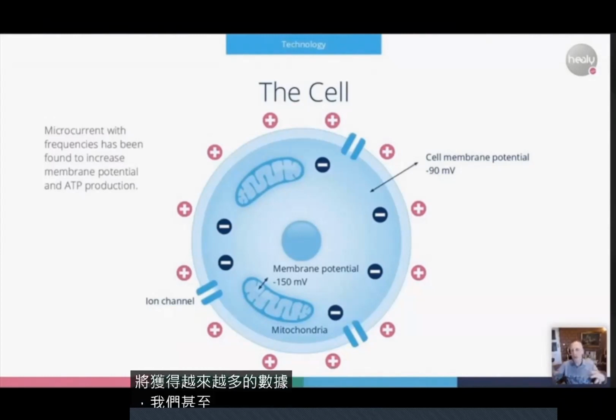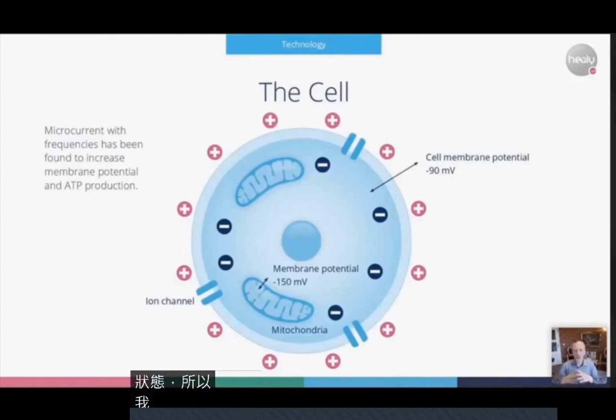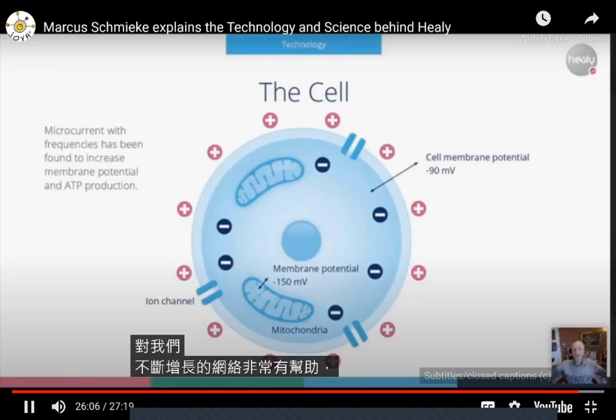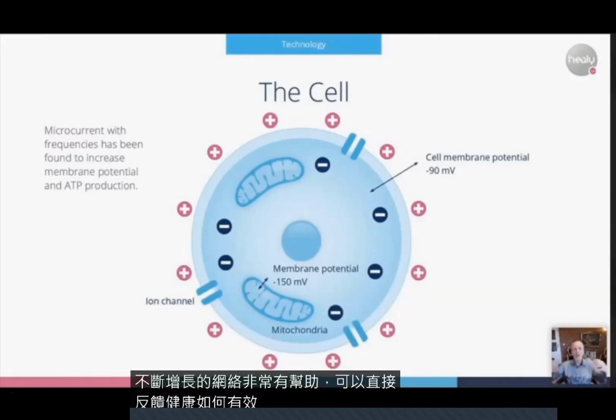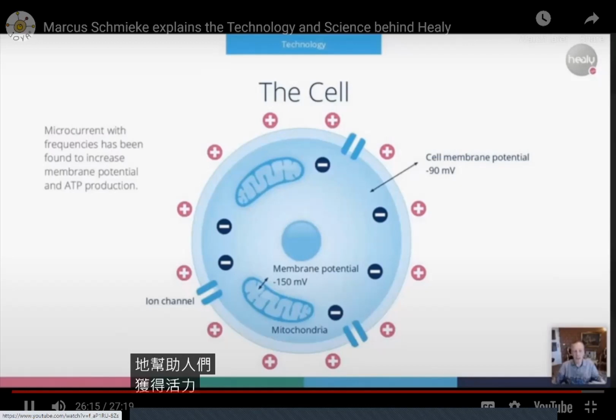If this system is established, we could even have a website where we continuously display the actual numbers of satisfaction, of improvement or change in different areas, like what's the bioenergetic state of the people. I think this will be very, very helpful for our growing network to have direct feedback on how effective Healy is for helping people with their well-being, with their vitality, and with their holistic health.